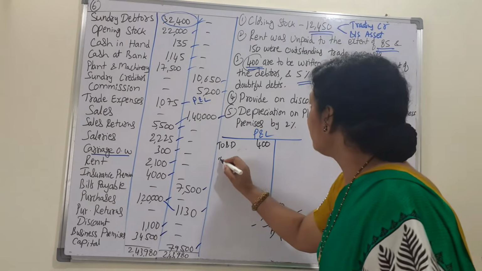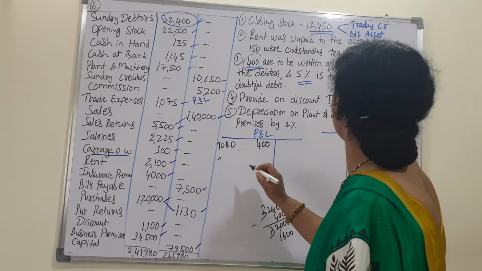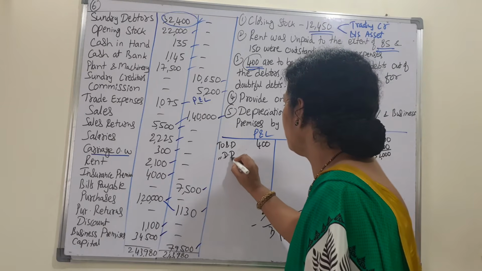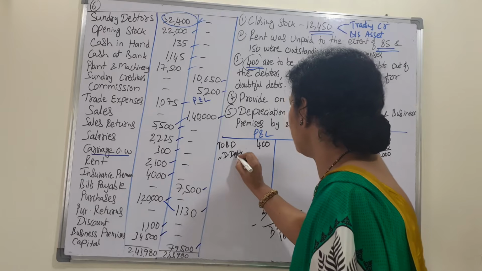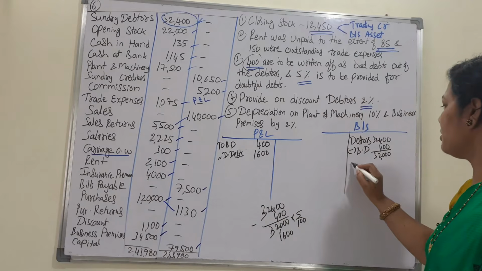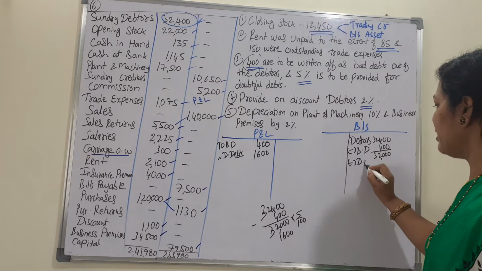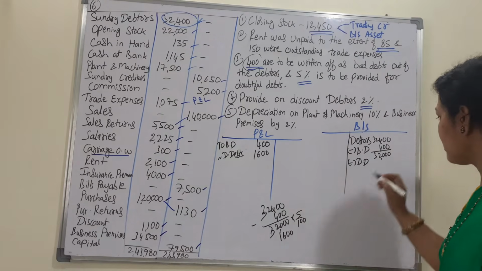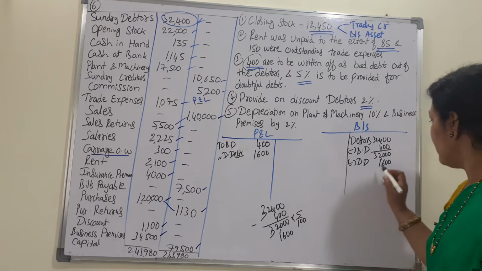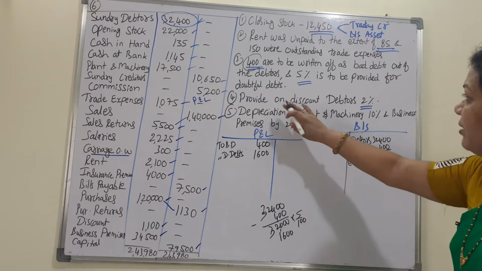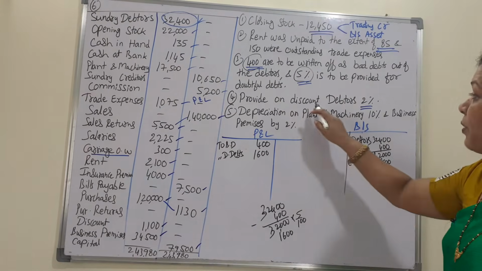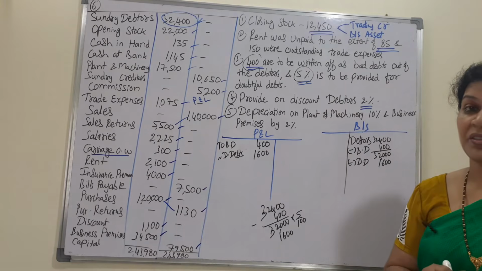So first I'll write provision for doubtful debts. Doubtful debts. It is 1600. And also deduct from the debtors. DD means doubtful debts, 1600. And another one, this is over, 5% is over, right? Next one, provide discount on debtors 2%.